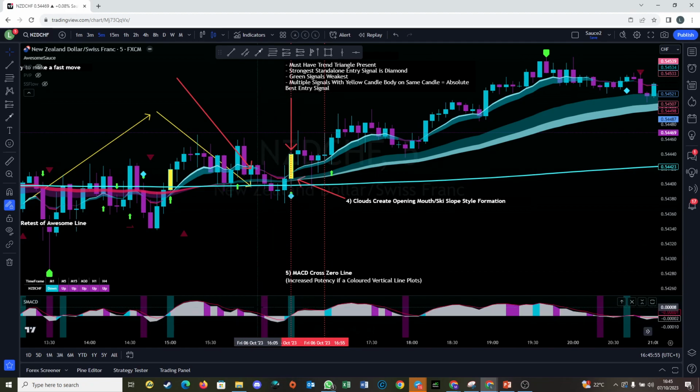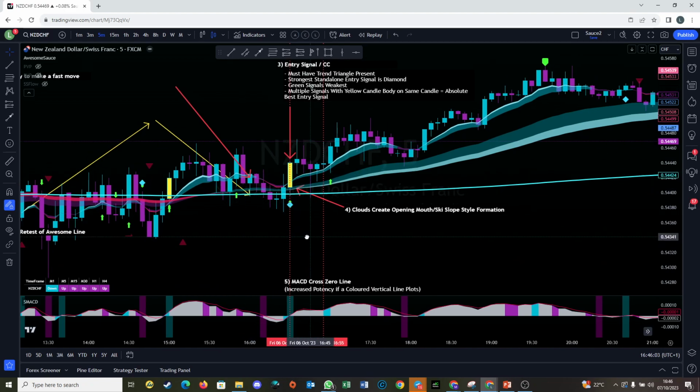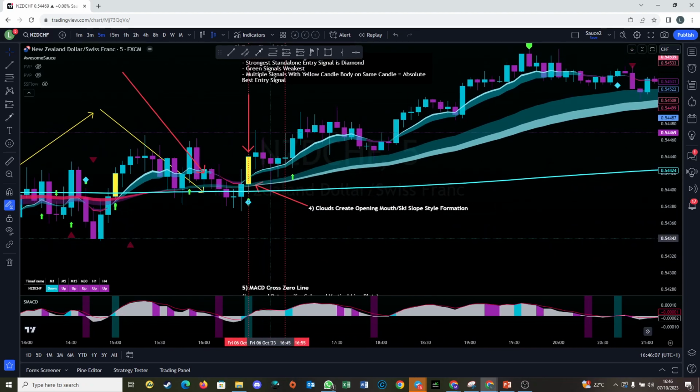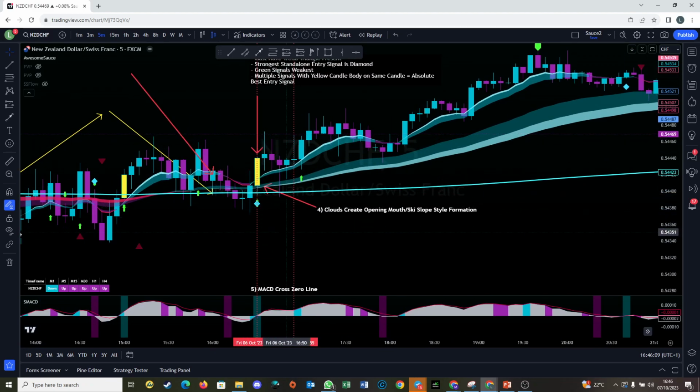If you get a coloured bar in the MACD, that's an increased strength of cross. It means certain things have lined up all on the same candle. Makes your entry signal a little bit stronger. Again, just stacking the chances in your favour. Now once we've had that, I will put a vertical line on my entry candle. That confirmed to me now that all the criteria has been hit.